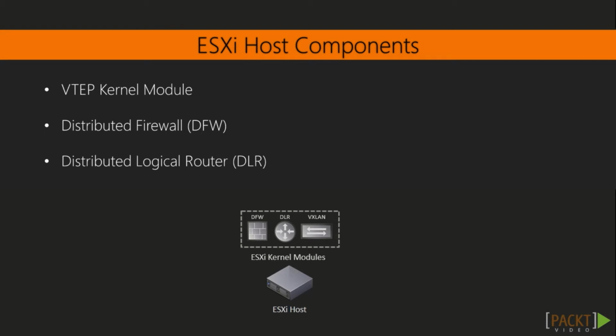Last but not least, we have the DLR. The distributed logical router is responsible for doing the routing locally within the host, not having the traffic travel to an external physical router. We can have up to 1,000 DLRs per host, each having 1,200 interfaces. These kernel modules are installed as VIBs, as VMware infrastructure bundles, and this is a standardized way to install a kernel module into an ESXi.